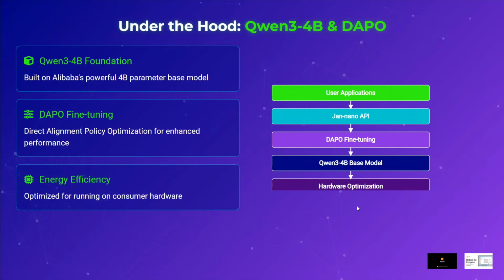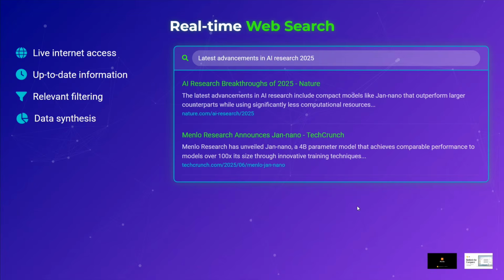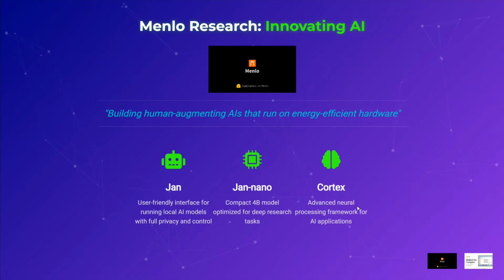Under the hood, as mentioned, it is using Qwen 3 4 billion and using a technique called DAPO fine tuning over Qwen 3. I'm not jumping into the technical details much, but just to give you a brief about the model, it is quite energy efficient, also optimized for running on consumer hardware as well. Real time web search, as mentioned, it is specialized for deep research. Hence, one of the key ingredients is internet search, which it is just amazing at: live internet access, up to date information, relevant filtering, and data synthesis.